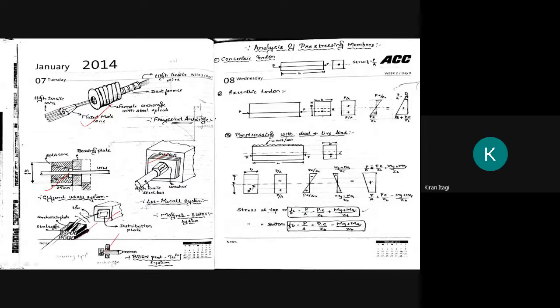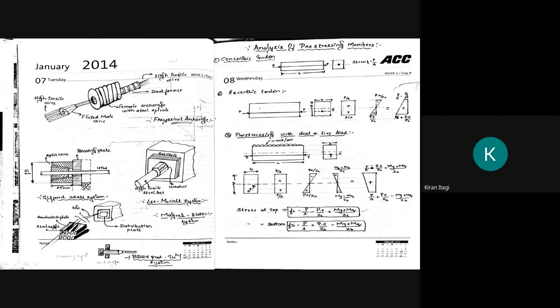If it is your offline mode, he will ask you to draw and explain the different types of anchorage systems. Today we will see something new, that is analysis of pre-stressing members, how we have to analyze. We have three concepts: concentric tendon, eccentric tendon, and pre-stressing with dead and live load. We will see them in detail one by one, and the numericals on these are very simple.